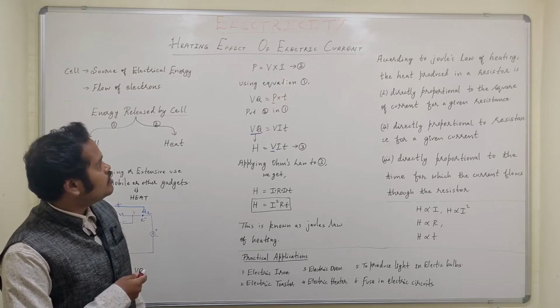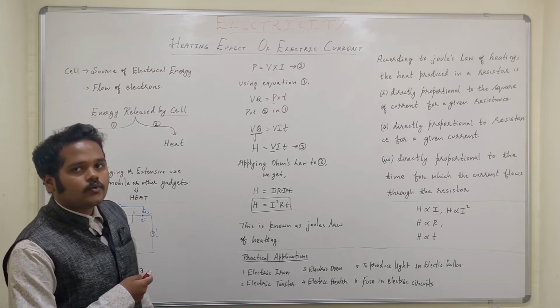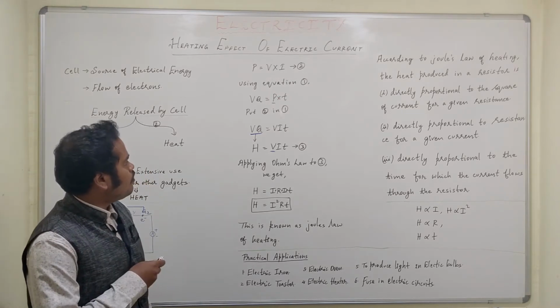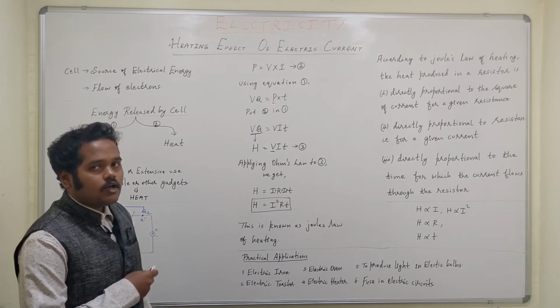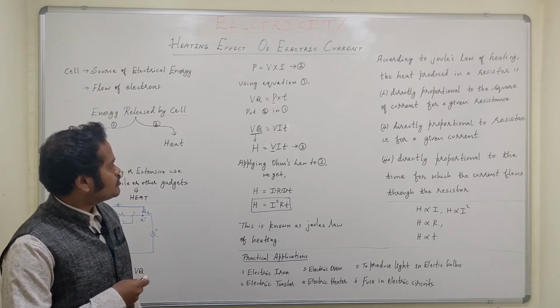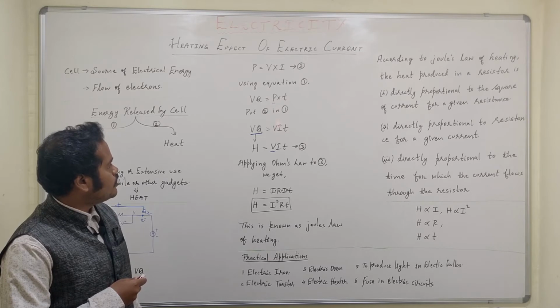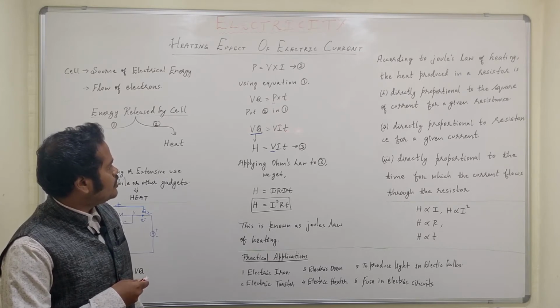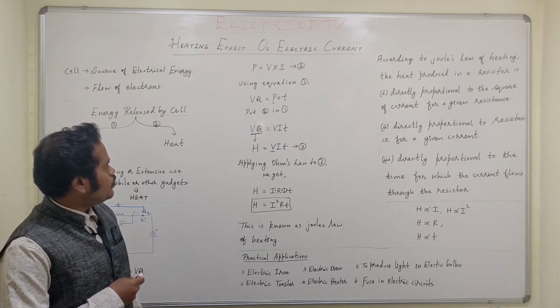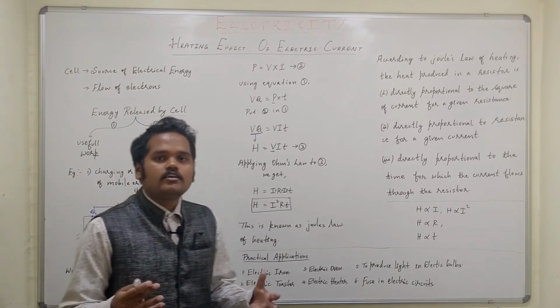Now we'll put the second equation in the first equation where we have P. The power according to the second equation is V into I. So we'll replace the power P as V into I. So the P becomes V into I into T.